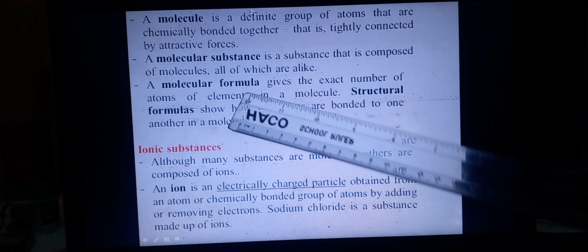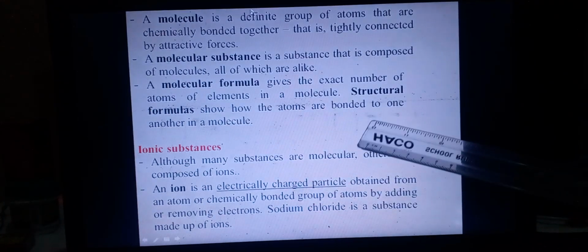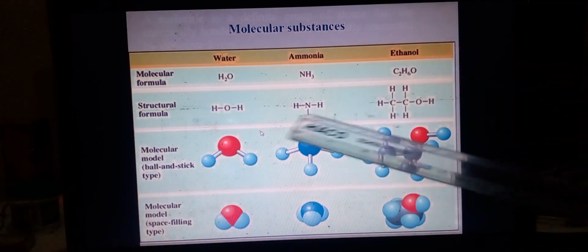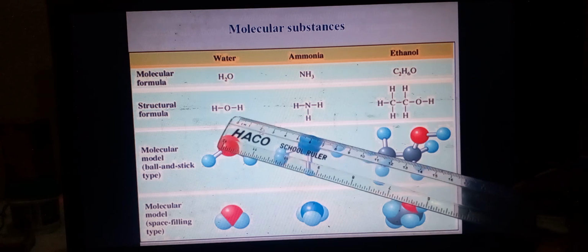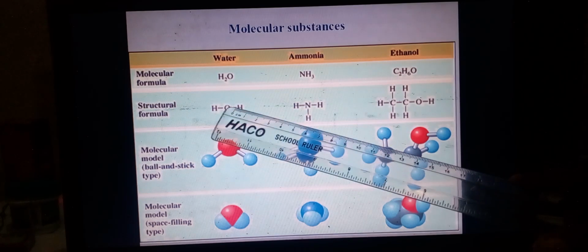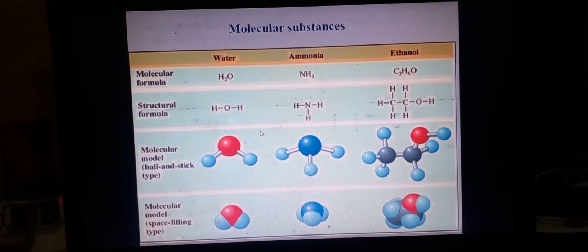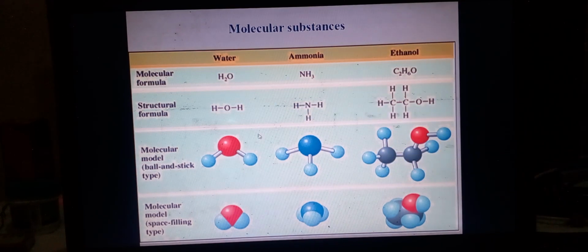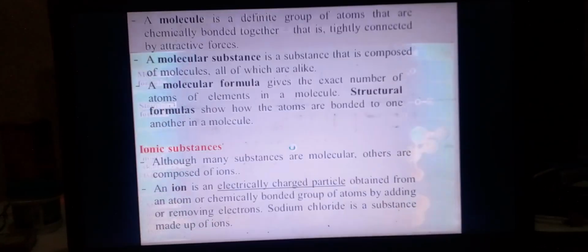So structural formulas show how the atoms are bonded to one another in a molecule. And I think you have been able to look at the structures. You can see now like in water, that's a formula showing how those atoms are actually bonded in that particular molecule. And even ammonia, you can see 3 hydrogen atoms joined to that central nitrogen atom.